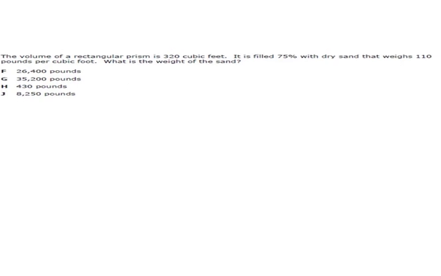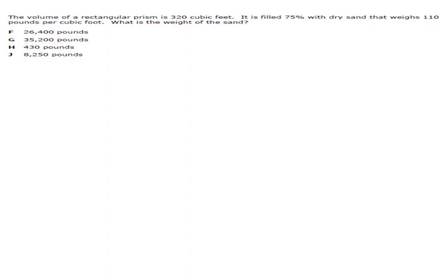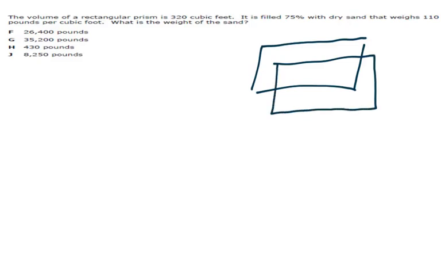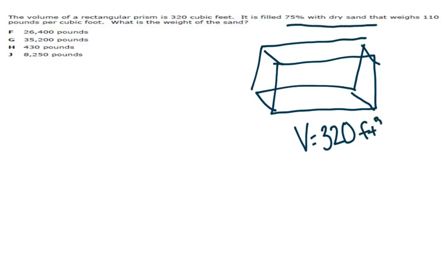Let me draw one here. So it is a rectangle. It's 3-dimensional. And the total volume is 320 cubic feet. But it's only 75% filled. So we have to figure out first, what is 75% of that total volume?